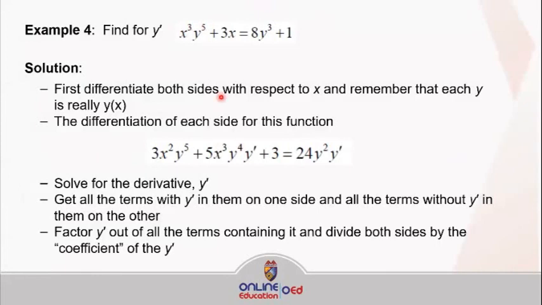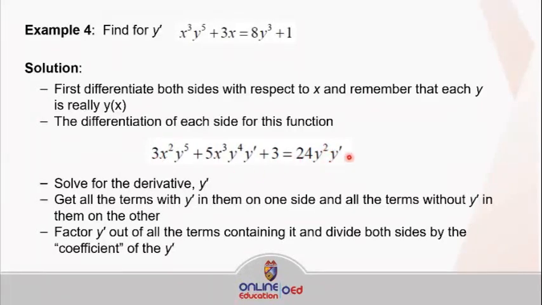So first daw, sa solution is we have yung first differentiate both sides with respect to x and remember that y is really y of x and then the differentiation of each side for this function. So ito na yung magiging result natin after natin ma-apply yung derivative or derivation natin. We have yung 3x squared y raised to 5 plus 5x raised to 3 y raised to 4 y prime plus 3 is equal to 24 y squared y prime.